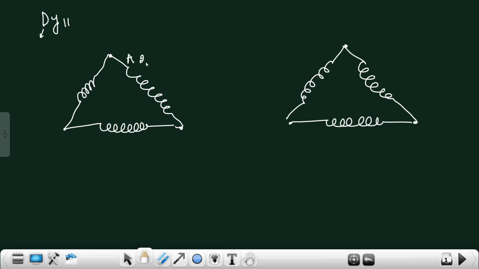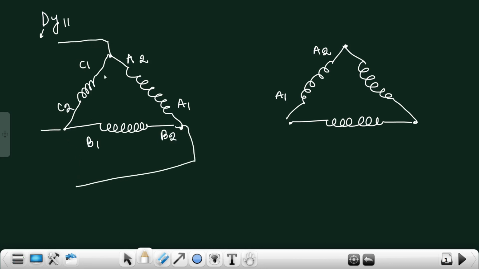But keep in mind that the phase sequence should be ABC. So I am taking this as A2, A1, and then B2, B1, and C2, C1. If I take the terminals from A2, B2, C2, this is called A phase, this is B phase, and this is C phase. This is one way to draw the delta. Here it is clear that the phase sequence is ABC, and we always place the dot at the A2, B2, and C2 terminals.